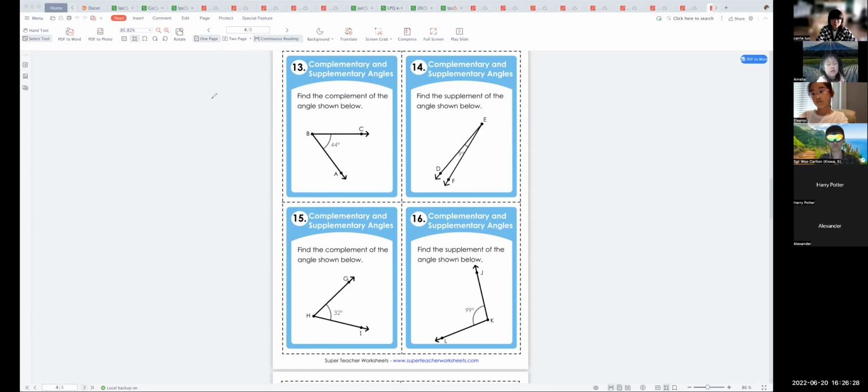So let's take a look at this one. Complementary: 90 minus 44 equals 46 degrees. Supplementary: 180 minus 99 equals 171 degrees. And 90 minus 32 equals 58 degrees. And 180 minus 99 equals 71 degrees. Oh, no, 81, sorry. 81 degrees, okay? So see, sometimes the teacher makes mistakes as well.